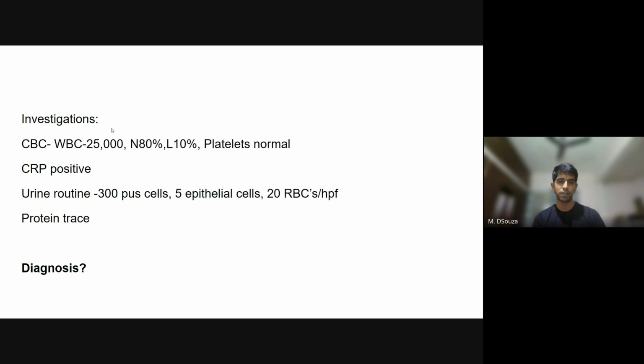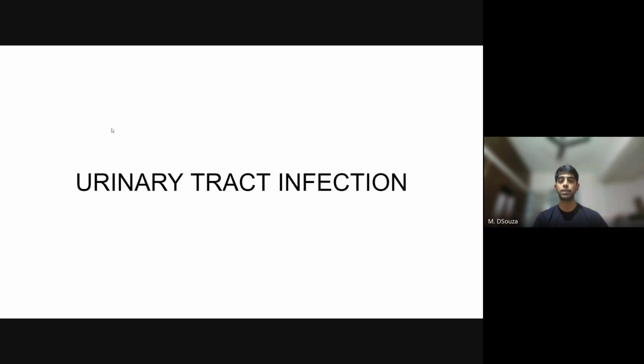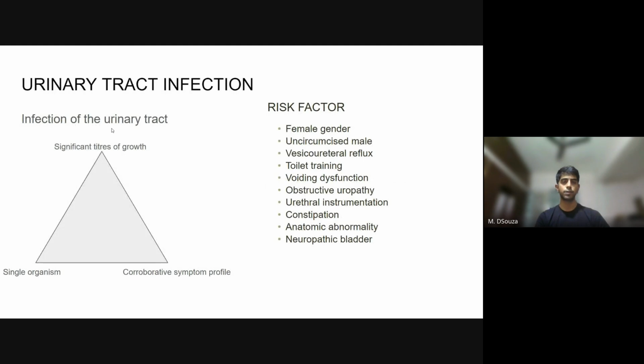CRP is positive, which would indicate that there is some sort of infection, usually bacterial. And the urine routine shows some amount of pyuria with elevated RBCs in urine as well, and some trace proteins as well. So this would indicate a urinary tract infection. Urinary tract infection, as defined by the new guidelines, would basically entail infection of the urinary tract by significant titers of a single organism with a corroborative symptom profile.